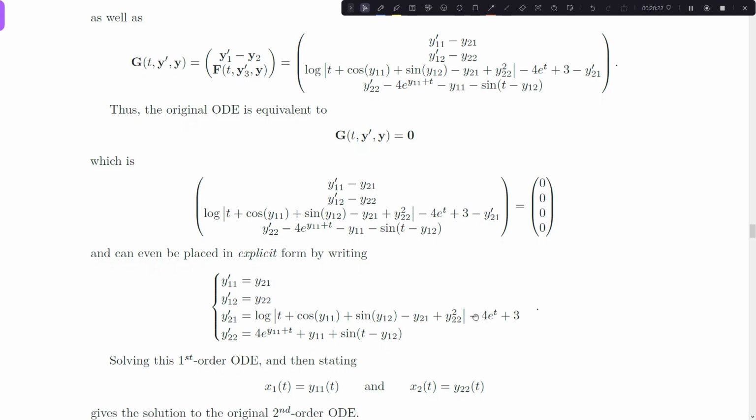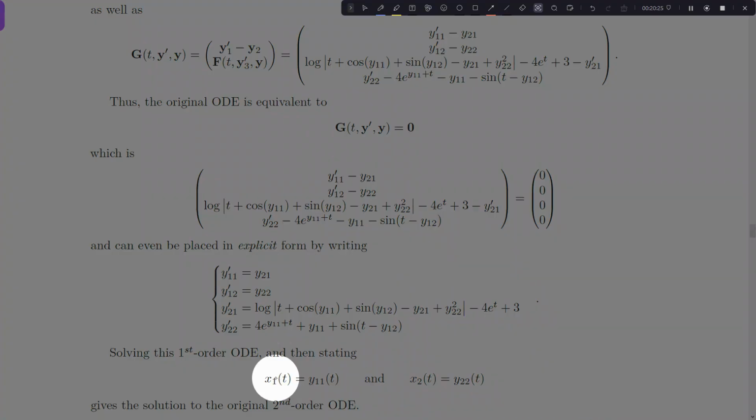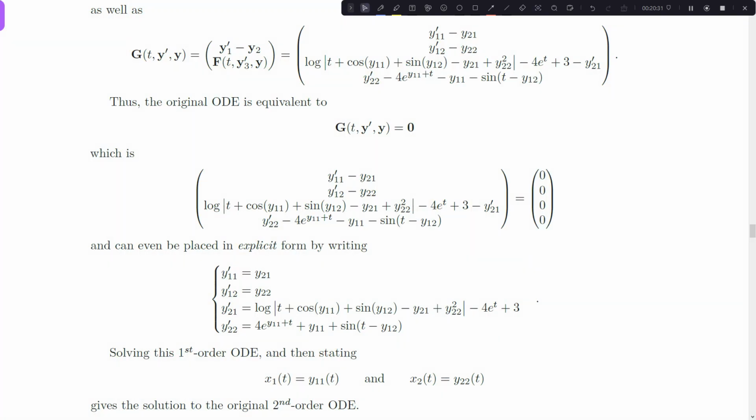Okay, so we want to get really used to this. Once again, I would find x1, it would just be y11, and x2 is y22. We really want to get used to this because this is how we're going to derive all of the future formulas for higher order ODEs. So I'll mention that here.